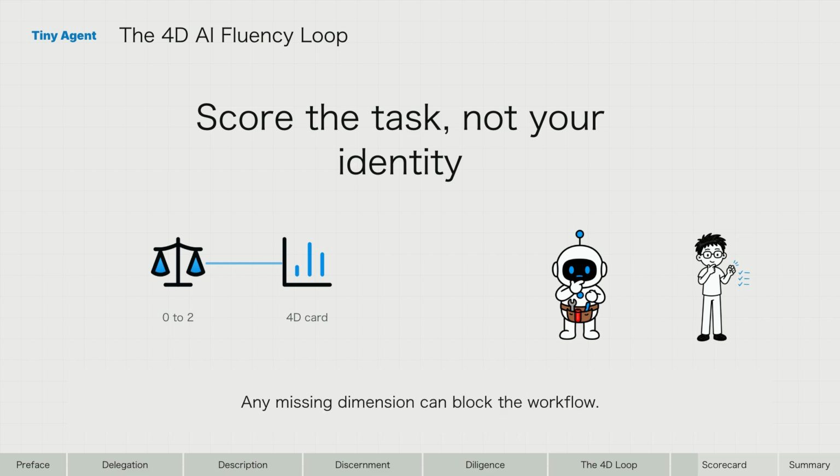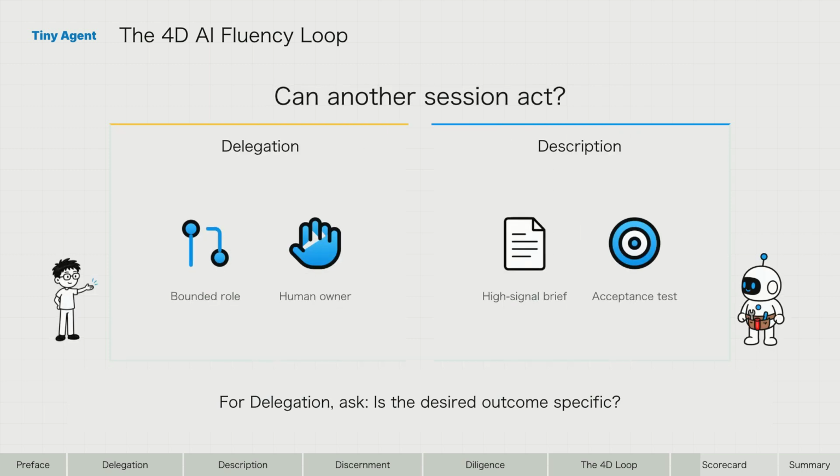Any missing dimension can block the workflow. For delegation, ask, is the desired outcome specific? Have I chosen what AI does and what remains human? Are tools, permissions, stop conditions, and handoff evidence bounded? If not, keep the task in collaboration.